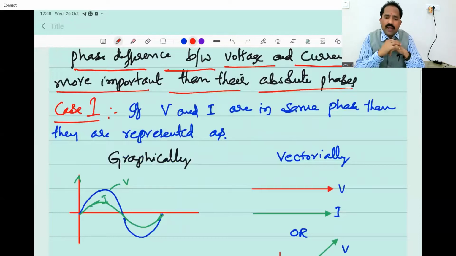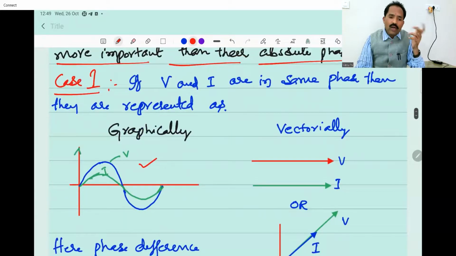Case 1, what do you understand by case 1? If voltage and current are in the same phase, how are they represented? See, graphically, they are represented like this. So this is a graphical representation of voltage and current. What do you mean by that? Same phase means what? If voltage is 0, current also 0. If voltage attains maximum, current also attains maximum. If voltage again becomes negative maximum, at the same time, current also becomes negative maximum. See, both of them change simultaneously. Both of them attain 0. Both of them attain negative maximum. Both of them attain positive maximum simultaneously.